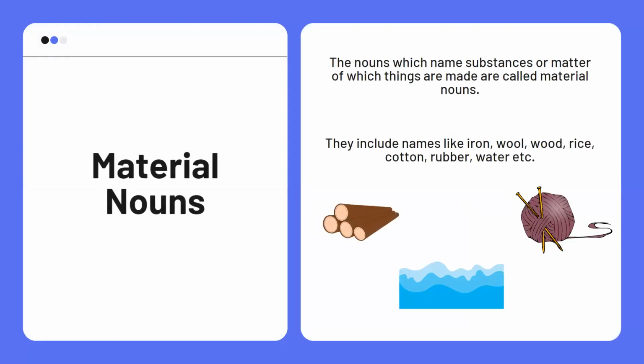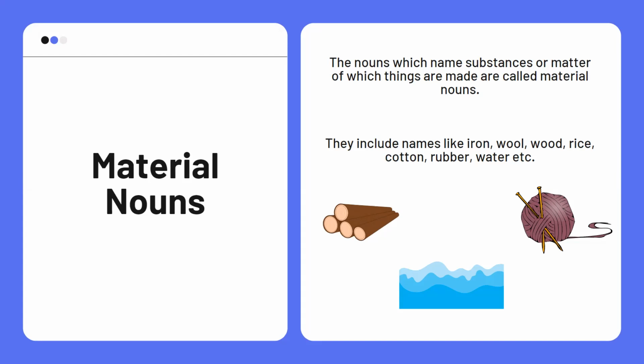The next comes material nouns. Material nouns are the nouns which name the substances or matter of which things are made. That means names of such things which are used in the preparation of other things, working as a raw material for making some other things, are called material nouns. For example, iron, gold, silver, wood, rice, water, milk, sugar. These all are material nouns because from these things we can make some other things.